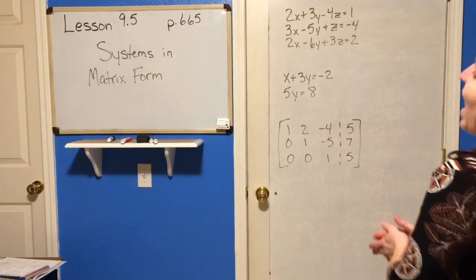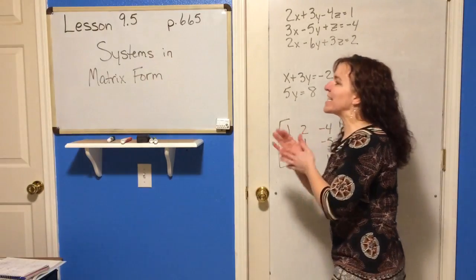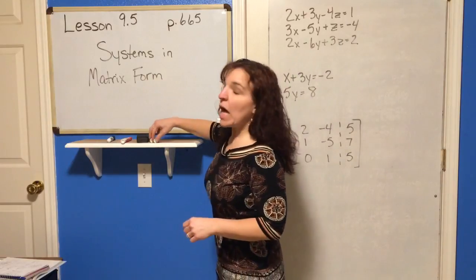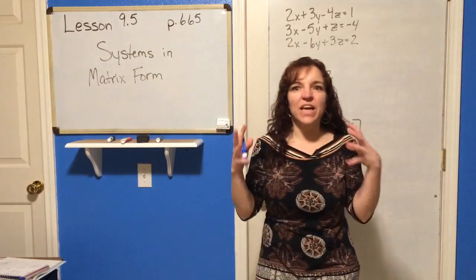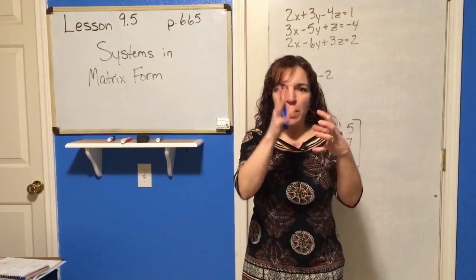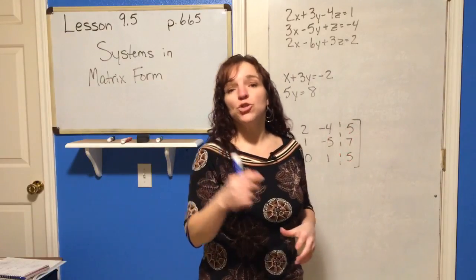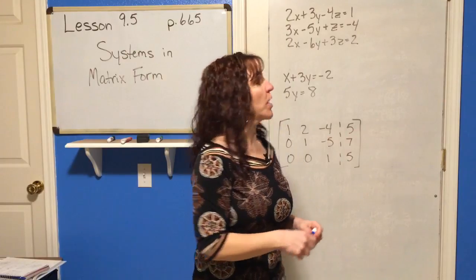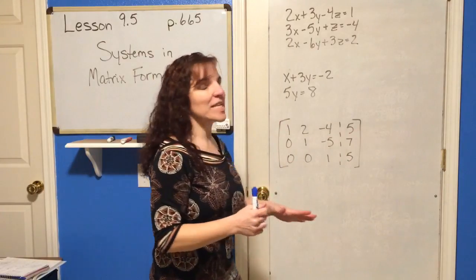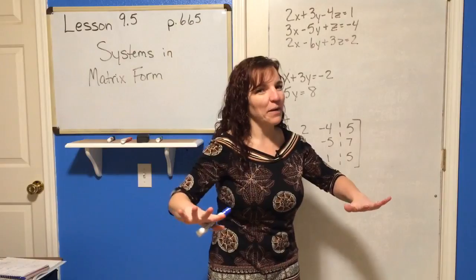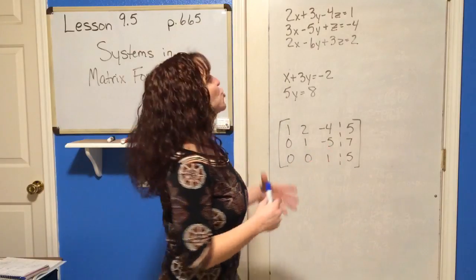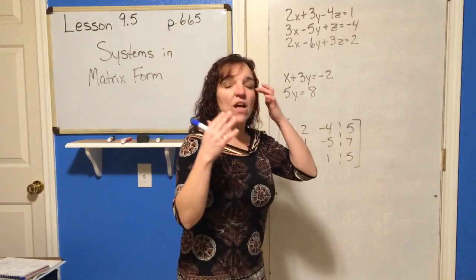Section 9.5 is entitled Systems in Matrix Form. A matrix is just a rectangle of numbers. Usually those numbers stand for something and represent something, and then we can use those matrices to solve later on. But all we're going to do today is going to be easy. Relax. Here we go. So the first step is just to recognize, well, what is a matrix?